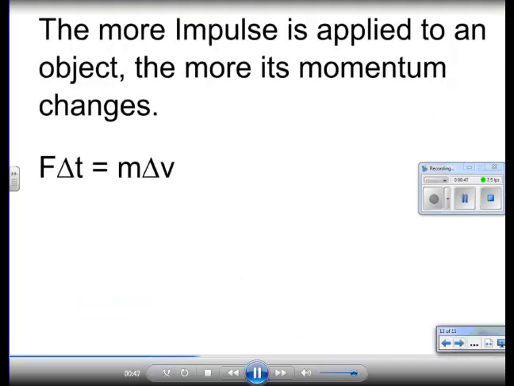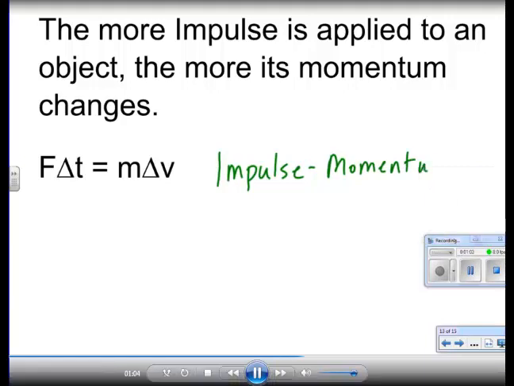The more impulse is applied to an object, the more its momentum changes. And this can be expressed in a formula called the impulse momentum theorem. It says the impulse, force times change in time, equals mass times change in velocity.